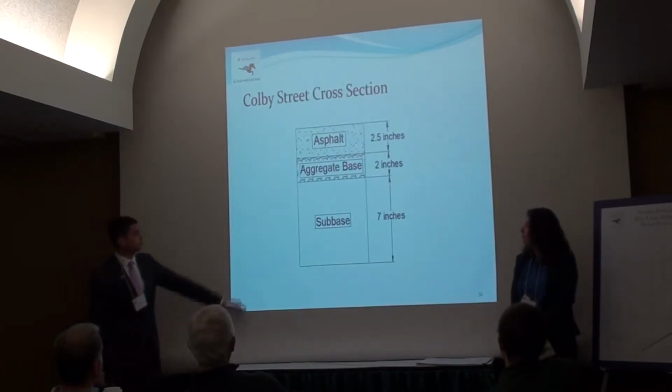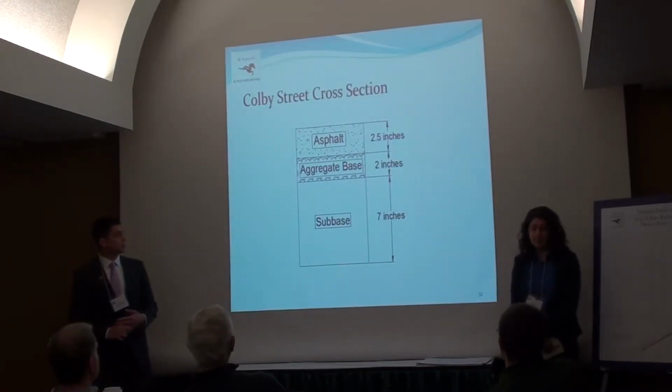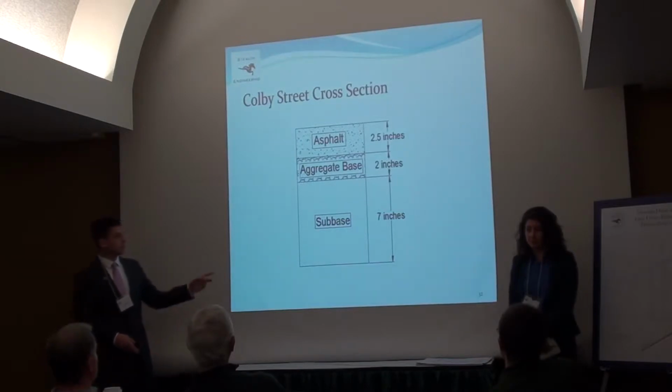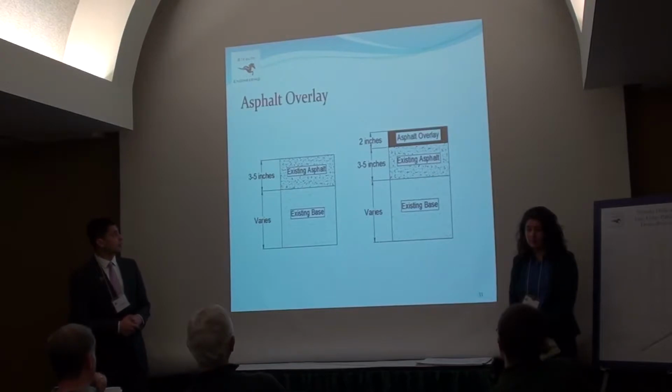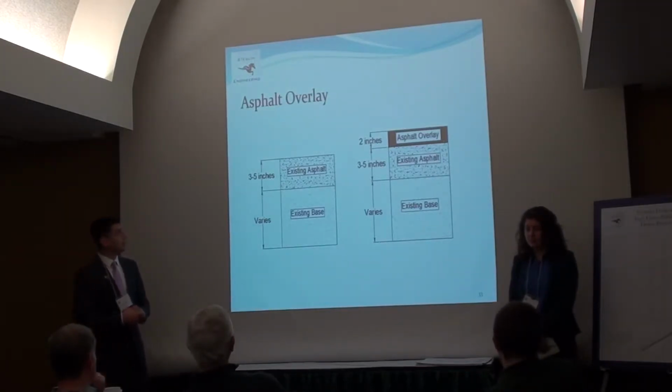This is the Colby Street cross-section, based on the AASHTO design. 2.5 inches of asphalt will be laid on top of the 2-inch aggregate base and 7-inch sub-base. This is a typical cross-section for the asphalt overlays in the neighborhood. The pavements range from 3 to 5 inches.